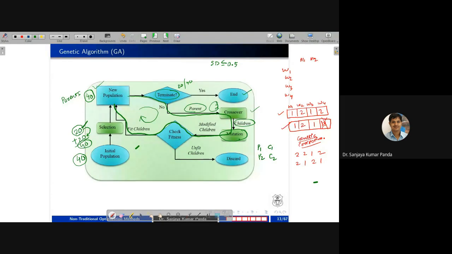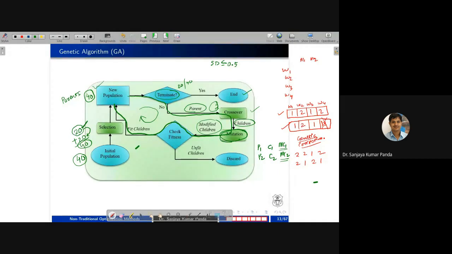After applying mutation, let's say you got modified child 1 and modified child 2. These are the children after performing the mutation. If you make some modification in the children, we call them modified child 1 and modified child 2, and the process to modify is called mutation.